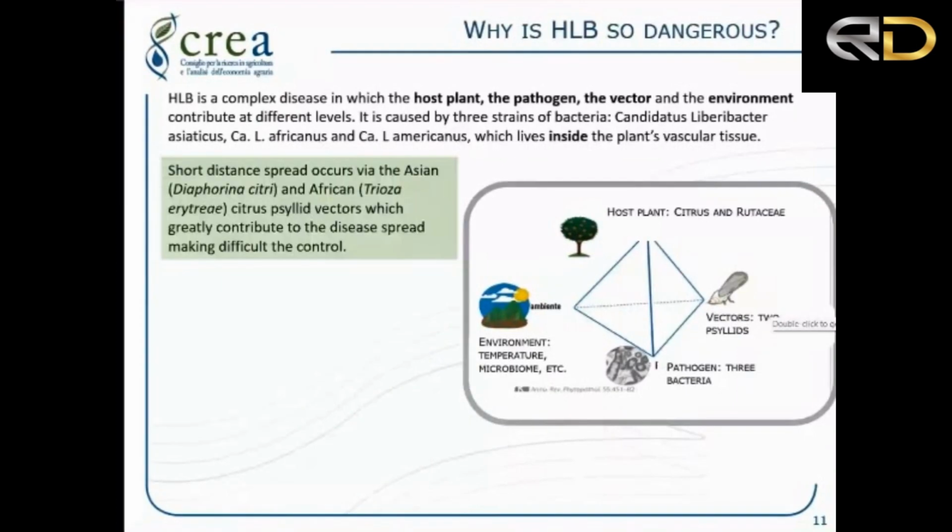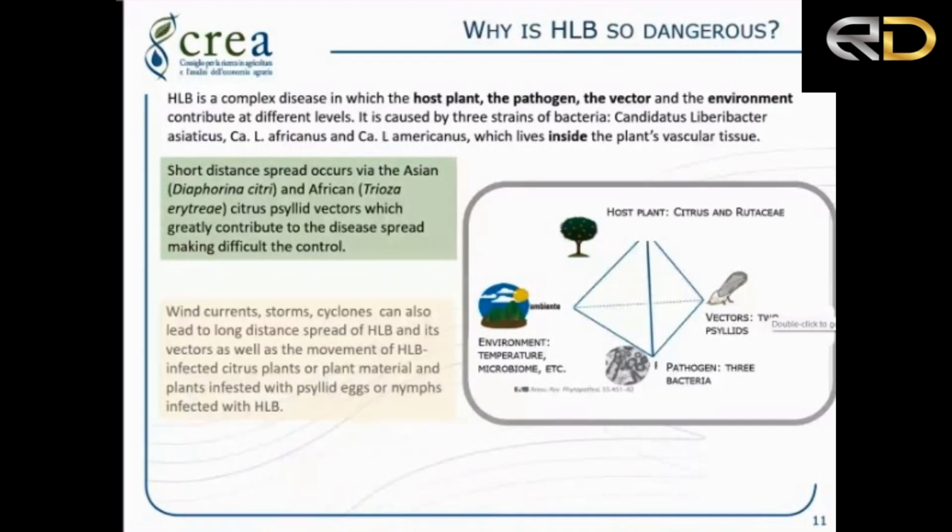Moreover, the short-distance spread of the bacterium occurs via two psyllid vectors, the Asian Diaphorina citri and the African Trioza erytreae psyllids. They greatly contribute to the disease spread, making control very difficult. In fact, at the moment, there is no possibility to control these vectors in a useful and efficient way.